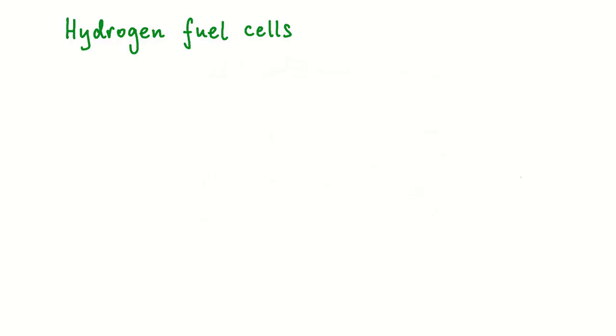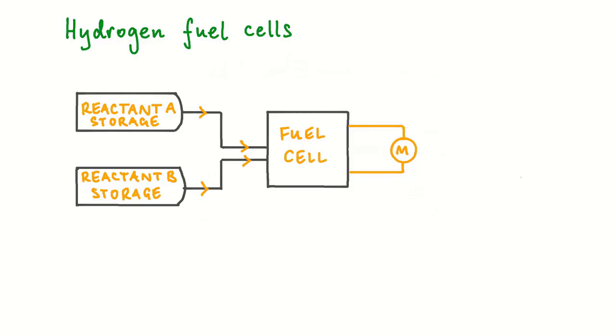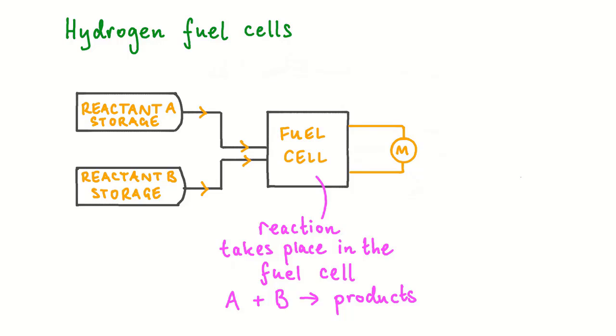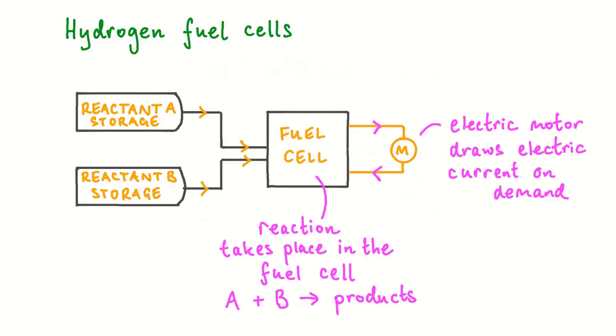In the next part of this video, we'll take a look at hydrogen fuel cells. Fuel cells are a type of galvanic cell where the chemical reactants are stored separately outside the cell. The reactants are fed into the fuel cell where the chemical reaction takes place. The redox reactions inside the fuel cell can provide an electric current on demand.